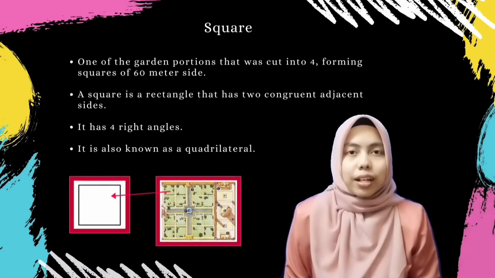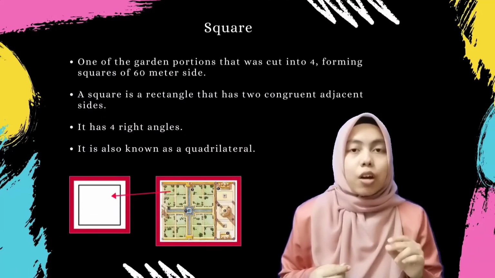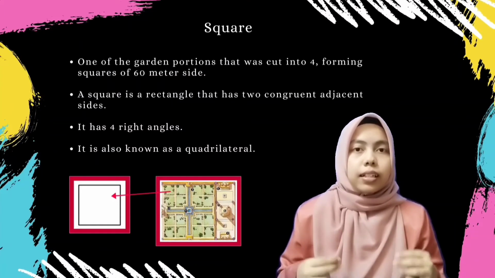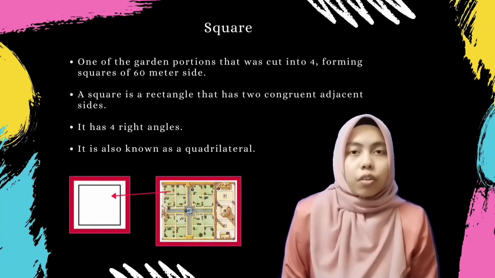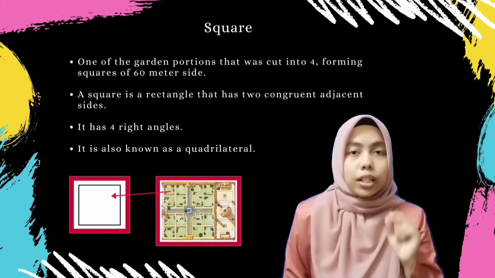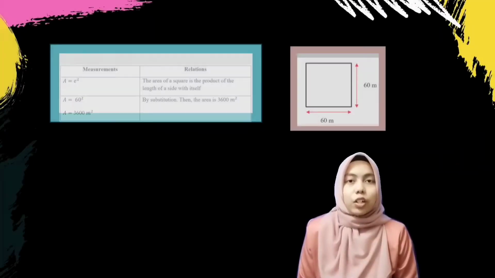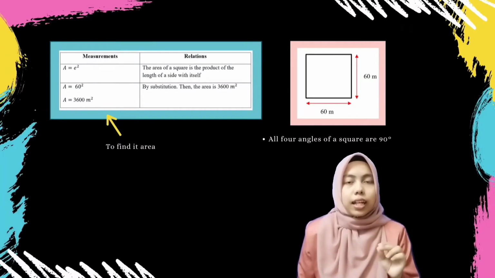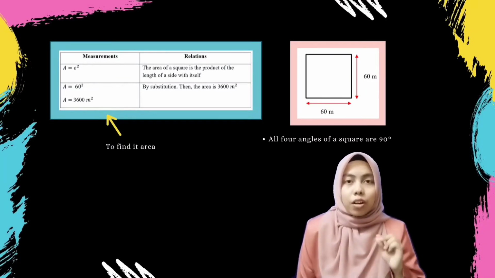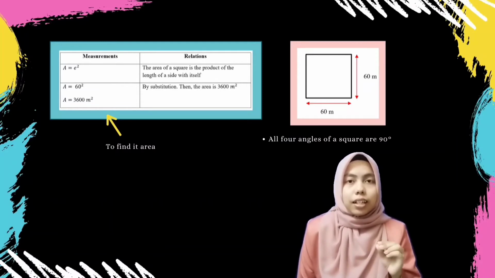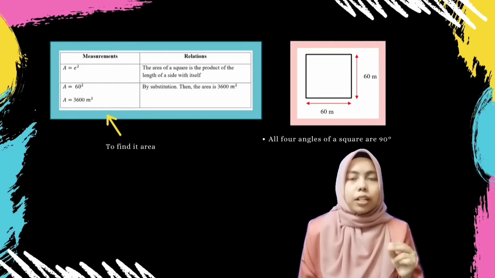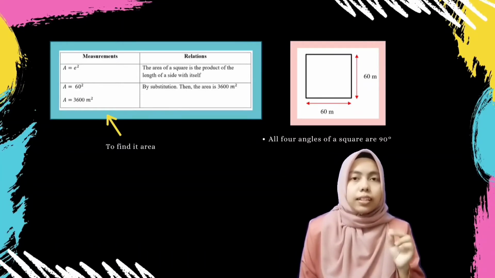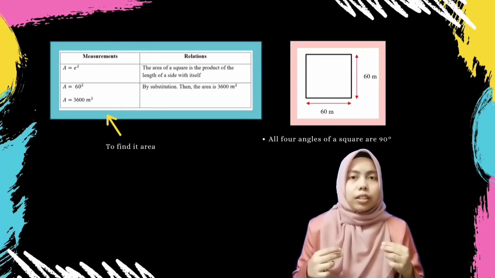Now, let's move to the square. One of the garden portions of the Taj Mahal was cut into 4, forming squares of 60 meter sides. A square is a rectangle that has 2 congruent adjacent sides. It has 4 right angles and is also known as a quadrilateral. For this geometrical concept, we know that the length of the side of a square is 60 meters. All 4 angles of the square are 90 degrees. From this, we can find the area. The theorem to find its area is given by the product of the length of a side with itself. And from this, we got 3,600 meters squared as the answer.